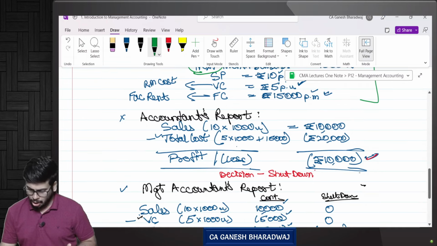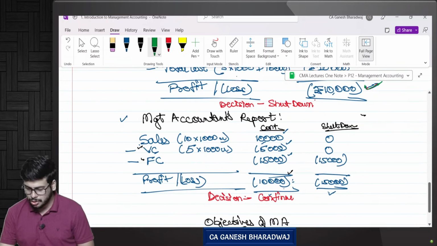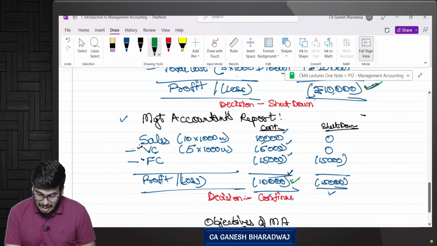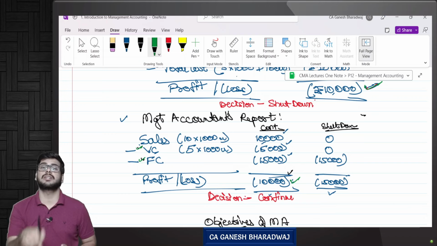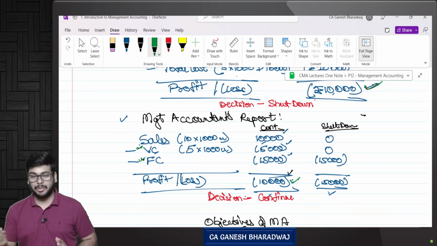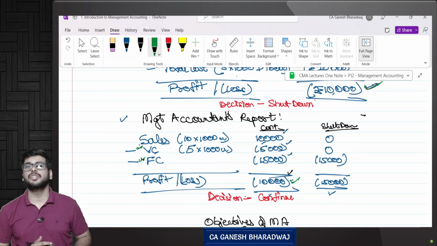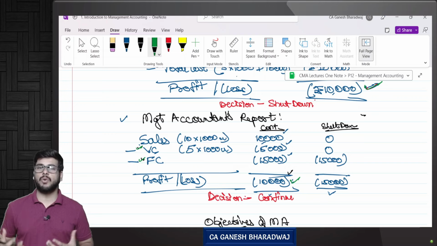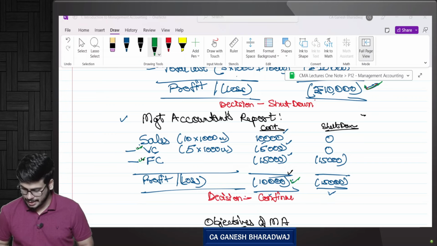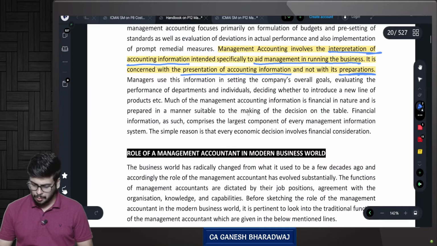So the accountant also reported the same loss, whereas the management accountant also reported the same loss. But the breakup of the overall cost into variable cost and fixed cost made the difference here. Are you clear? Suppose scenario wise, I could analyze and I could clearly come up with a proper decision. Are you clear with this? This is where we are actually having an extra value addition in management accounting. Are you clear with this, guys? Yes. Next. The role of management accountant in modern business.